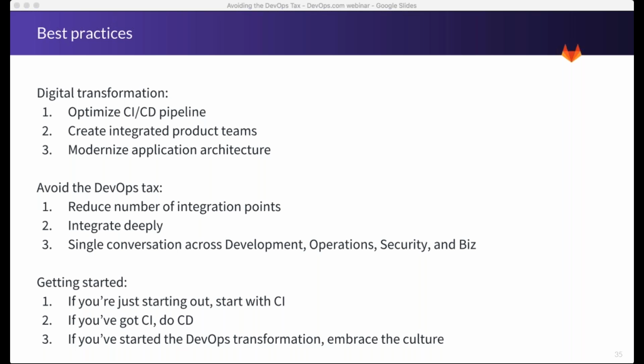And as a final parting tip, if you're just getting started, start with continuous integration. Automating tests and building confidence in your code will pay dividends many times over. If you already got CI, then move on to continuous delivery. Automate deployments and make them less scary. If you've already started the DevOps transformation, then embrace the culture. You can only go so far when there's a wall between Dev and Ops.